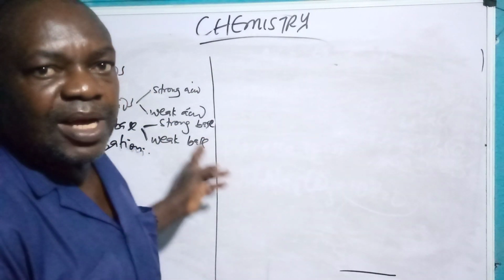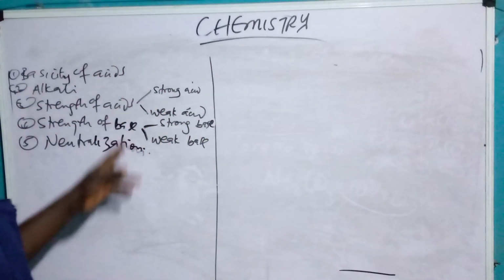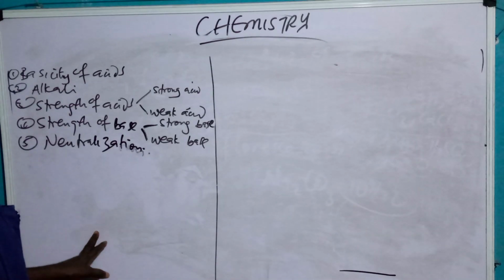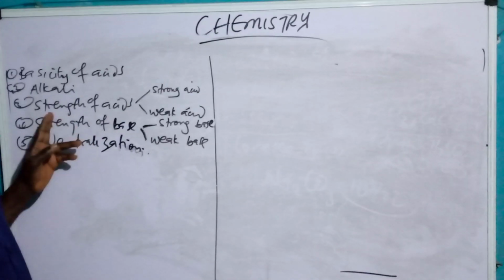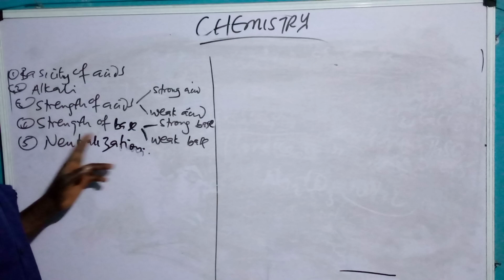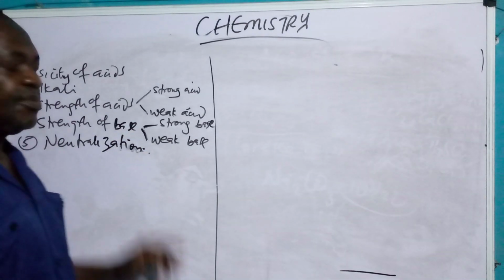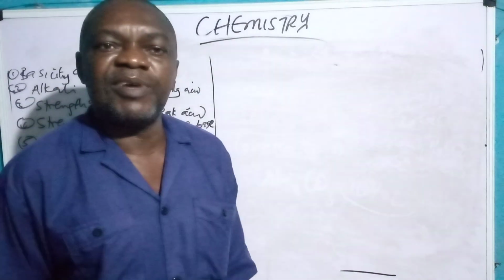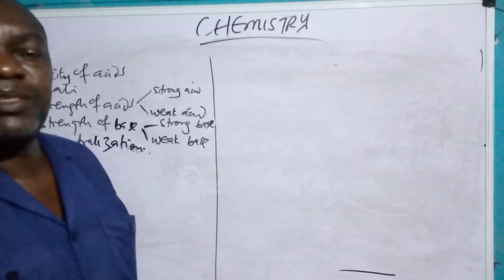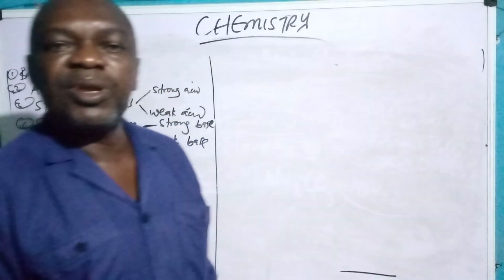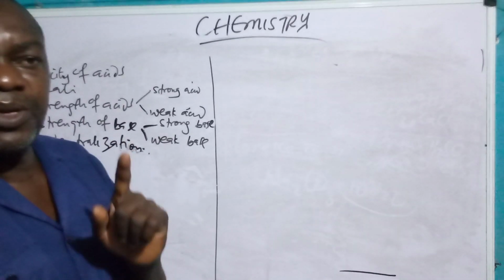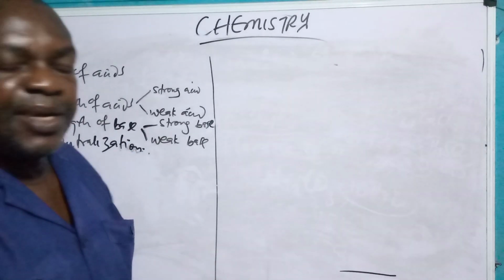Today, we are going to have a look at these topics listed on the board. The first topic on the list is basicity of acid, followed by alkali, strength of acid, strength of base, neutralization. Now, what is basicity of an acid? The basicity of an acid is the number of replaceable hydrogen ions in one molecule of the acid. Remember the keyword, number of replaceable hydrogen ions.